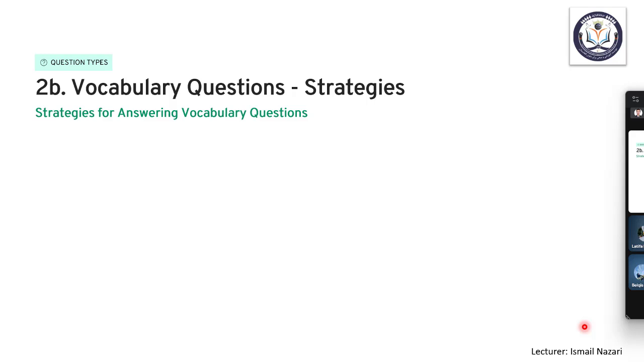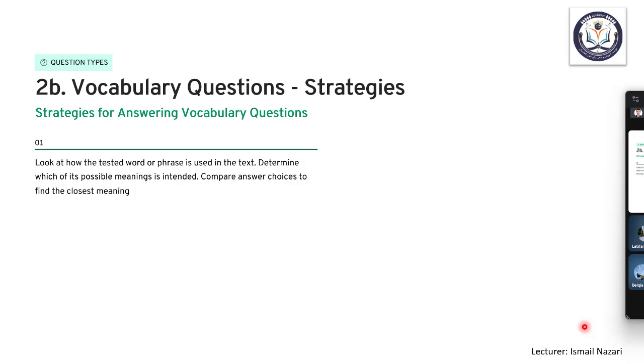The next thing is the strategies to answer the vocabulary question. So it's a bit different. We had some skill development tips. Here, we're focusing specifically on the question. The first thing, in order to answer a vocabulary question, is look at how the tested word or phrase is used inside the text. Determine which of its possible meanings is intended. Which meaning is the writer's intent, the writer's goal.